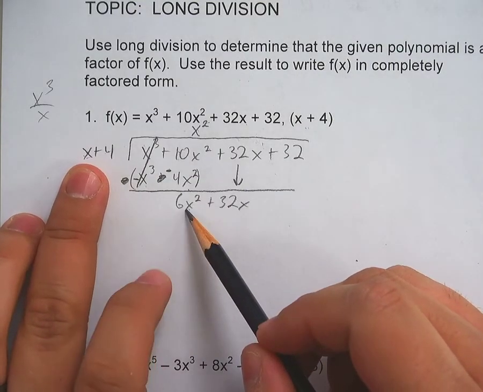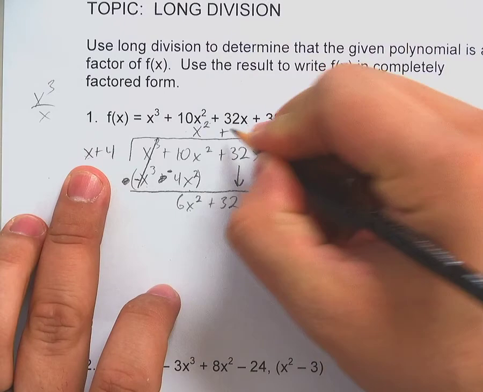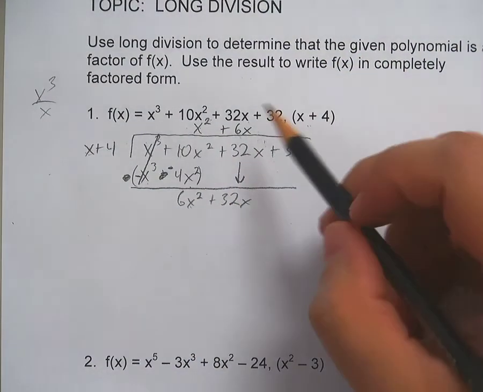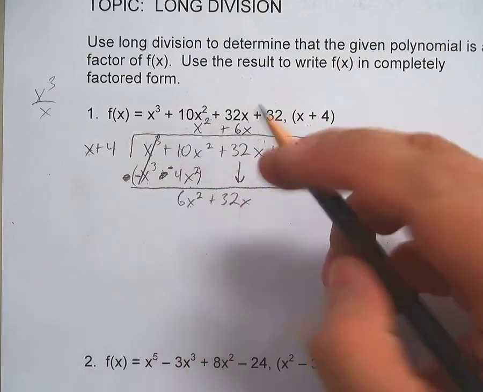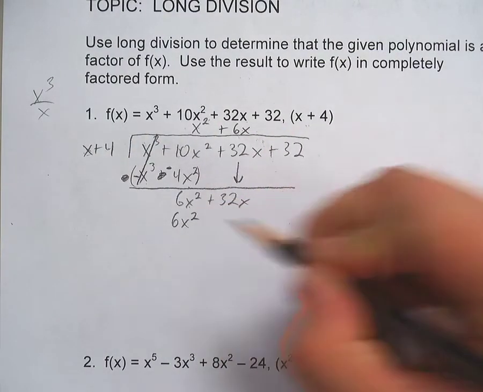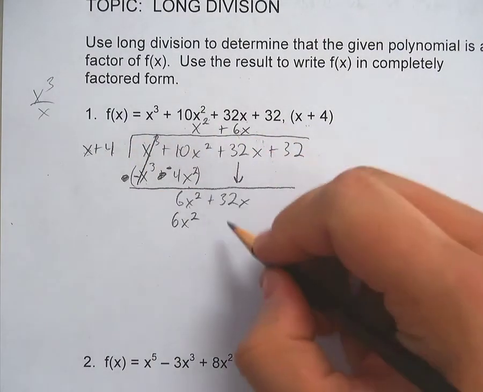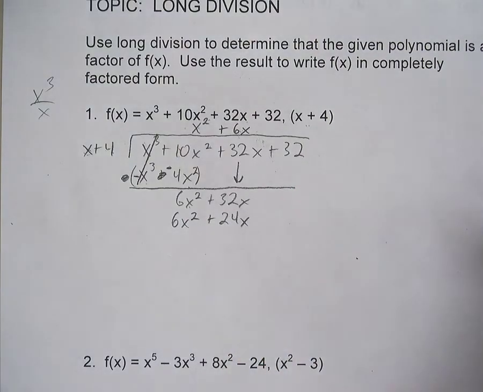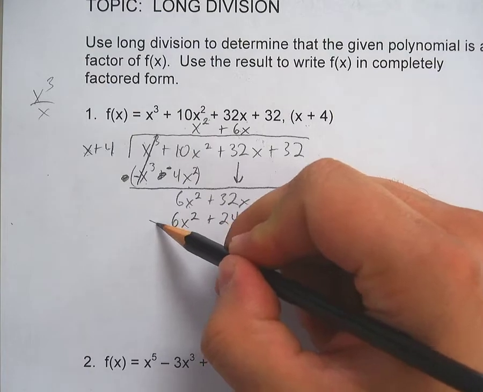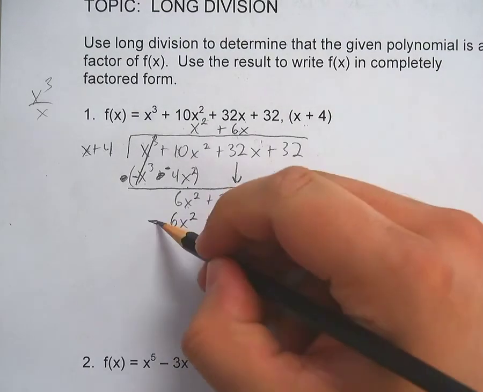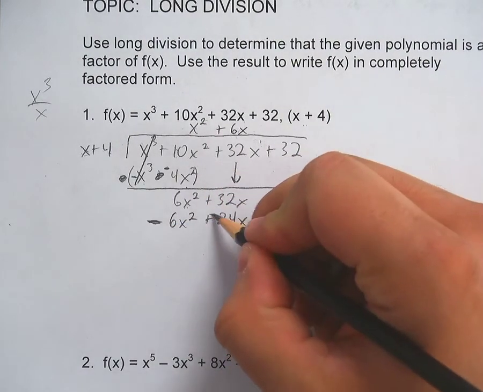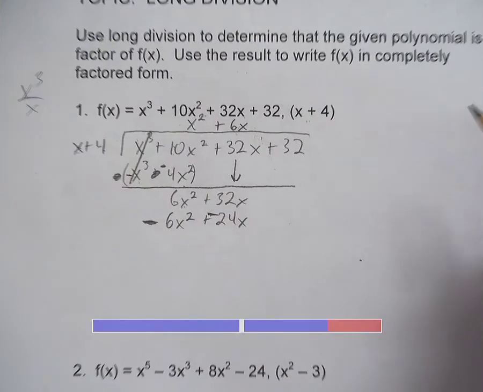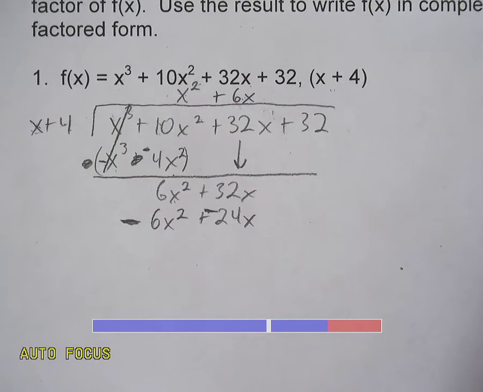Well, I need a 6x, don't I? So it's a positive 6x. We'll get into negatives in a little while. 6x times x is 6x squared. 6x times 4, that'd be 24x. And remember, I've got to come back and subtract this. So I'm going to go ahead and distribute my negative and change the signs on everything. There you go, a little bit better.